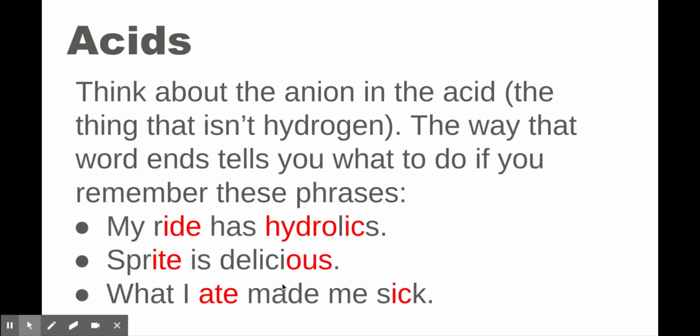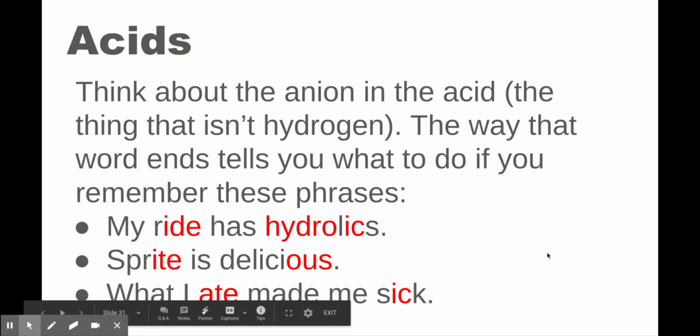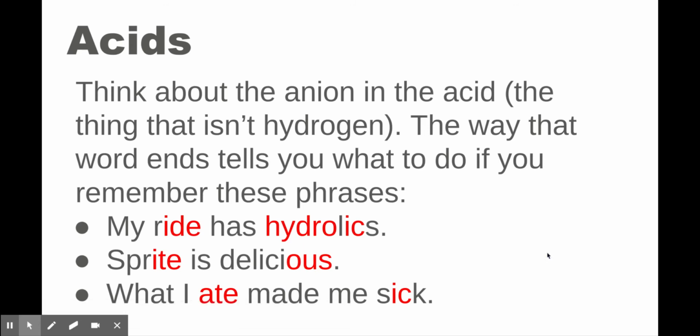We'll talk about binary acids first. Actually, we'll go over this first. The way to remember what to do, the easiest and best way that I can advise you, is to think about the anion in the acid, basically the thing that is not hydrogen, and think about how that word ends. And that's going to tell you what to do in terms of naming, as long as you remember these three key phrases. My ride has hydraulics. Sprite is delicious. And what I ate made me sick. And the things that are highlighted in red there are highlighted for a reason, which will become clear in just a second.